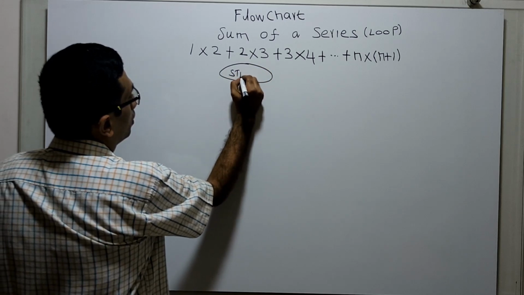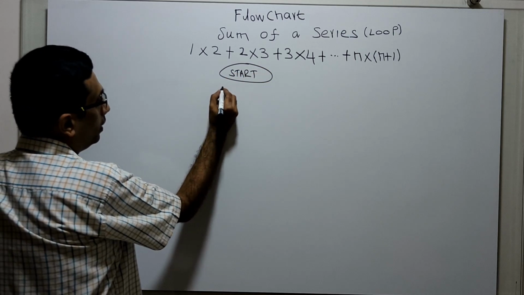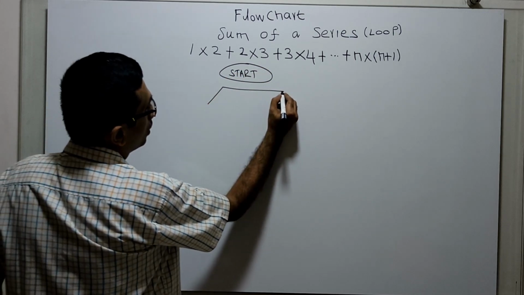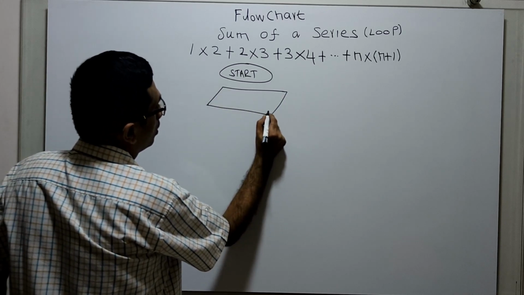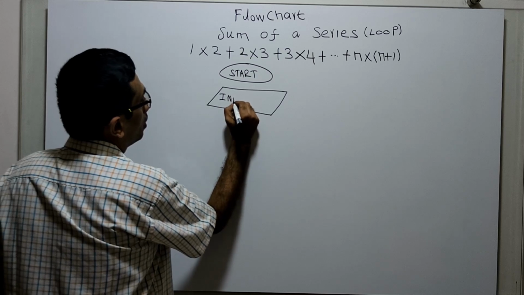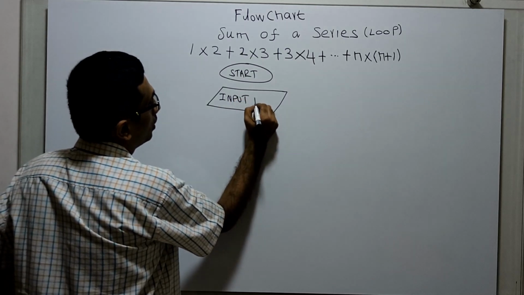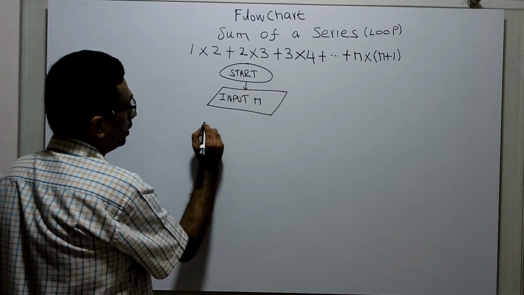So this is the logical start of the flowchart. Start. I am obtaining the range from the user, input n. I am storing the range in the variable n.